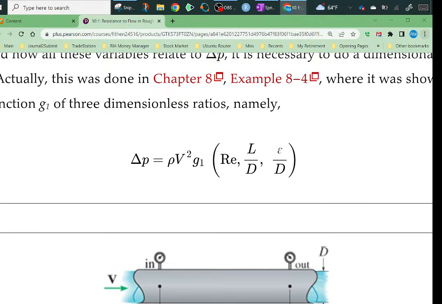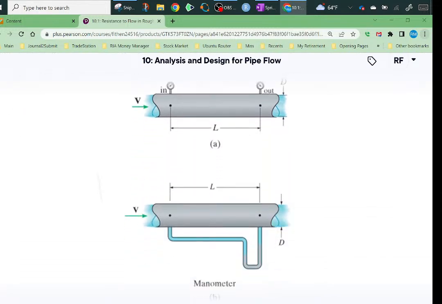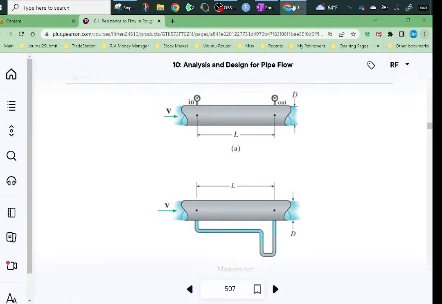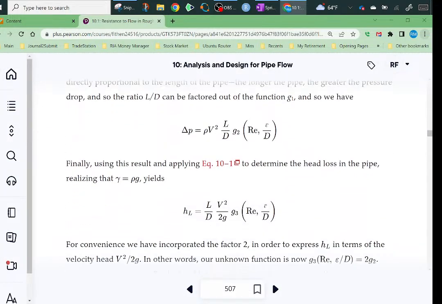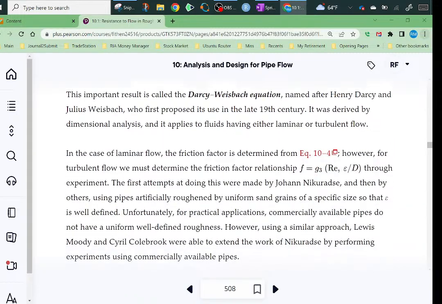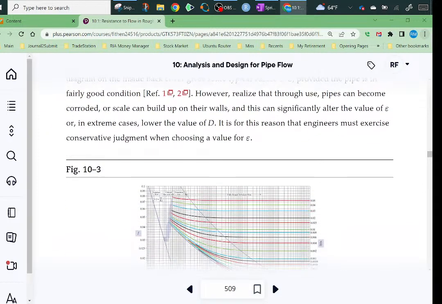What he has here is a little bit of a strange way of doing it, but it turns out the pressure drop is a function of these parameters. So what they did is run a bunch of experiments, setting up like this, and noticing this is the higher pressure here on the left, and this is the lower pressure here on the right. If you run a bunch of experiments and plot the result, you'll get something called the Moody diagram, which is right here. And we'll see how you, okay.